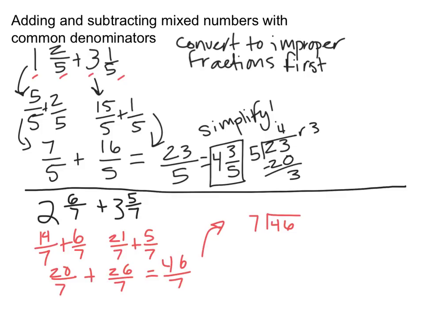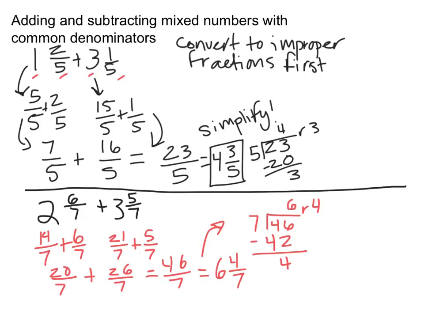And I know 7 goes into 46 6 times, because 6 times 7 is 42. And then I have a remainder of 5. So that means that 46/7 is equivalent to 6 5/7. Just kidding. 46 minus 42 is 4. So it's 6 remainder 4, which means this is 6 4/7.